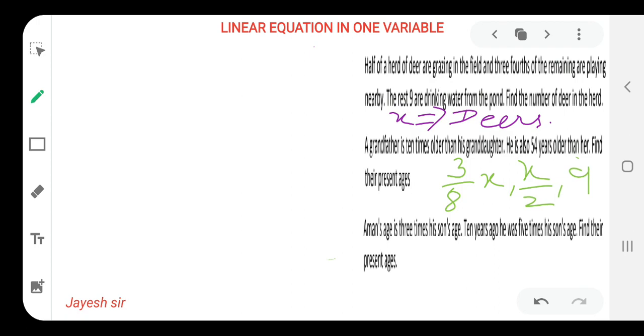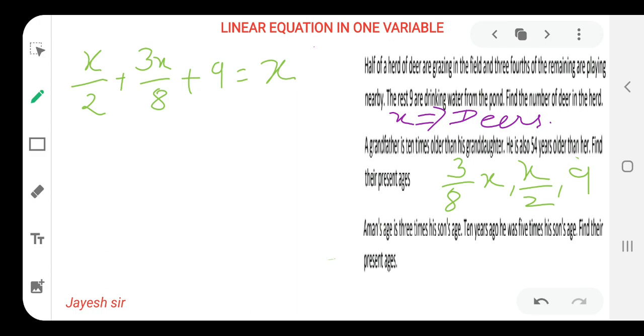So what is to be said, friends? For the total deer, we can do it in two methods. Half were first grazing the field, plus 3 by 8x, or we can say 3x by 8, were playing, and the remaining 9 were drinking the water. So after that we can say the total number of deer is x. Yes, friends, this is the equation that we can make.